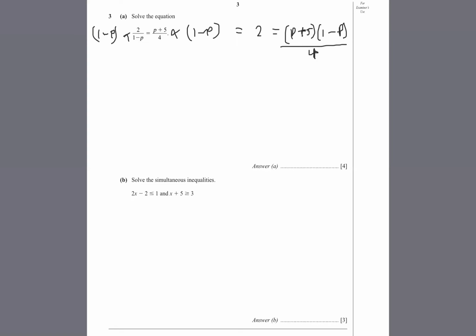So what do we do again? We have 4 in the denominator. We need to remove 4 by doing what? Multiply by 4, multiply by 4. So we have 8 is equal to p plus 5 and 1 minus p.